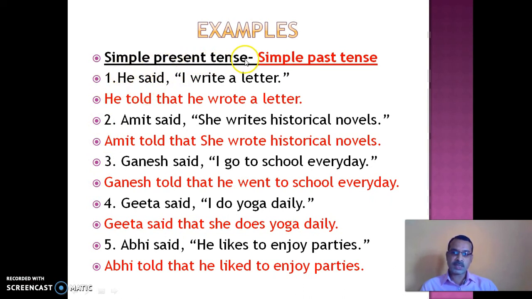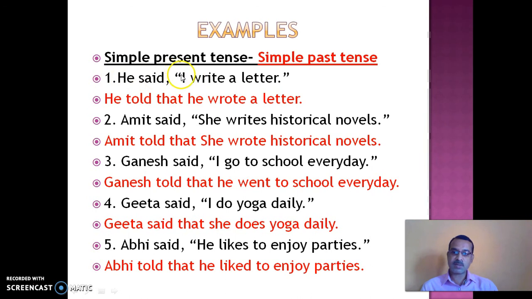The simple present tense becomes the simple past tense. This is our first rule. In the first example, he said, in double inverted commas, I write a letter. Now look at the answer. It becomes: He told. Said becomes told. This sentence is a simple sentence ending with a full stop. We have taken the conjunction that here. This is important. He told that. Now I becomes he.